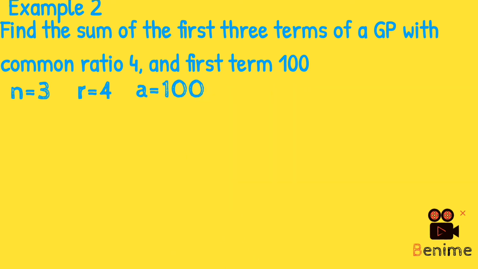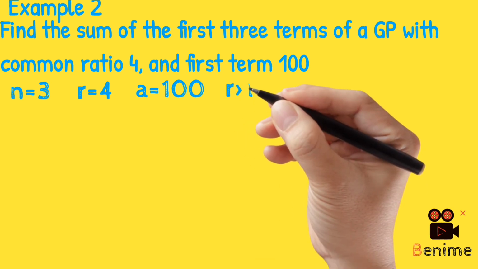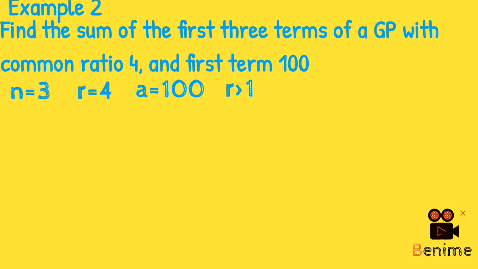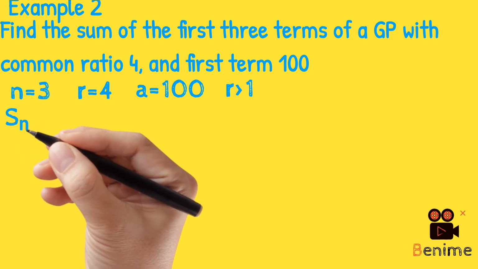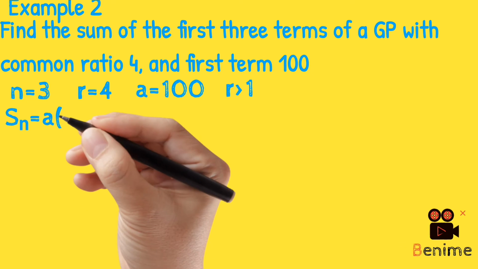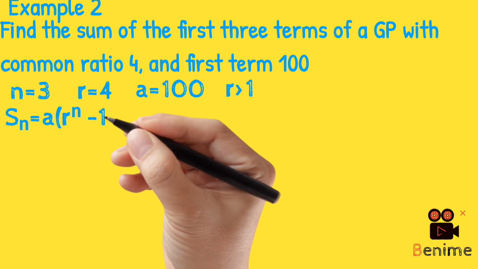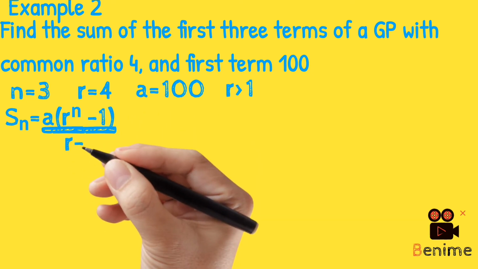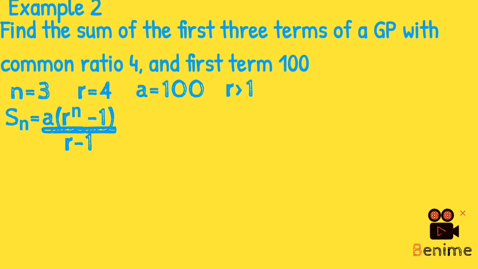Now they give us r as 4. 4 is greater than 1. So in this case, r is greater than 1. So I'm using the second formula for sum of n terms of the GP. That's Sn is equal to a, open bracket, r raised to the power of n minus 1, close bracket, all over r minus 1. So we substitute the values that we have. Remember, a is 100, r is 4, n is 3.